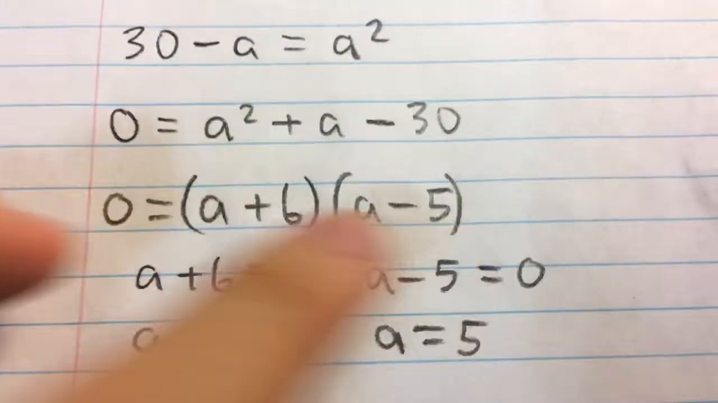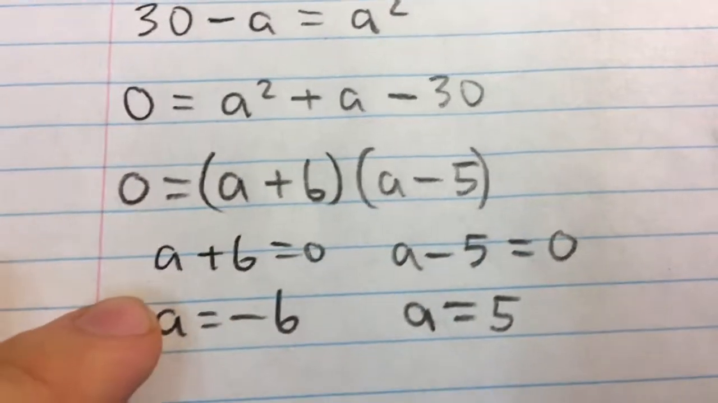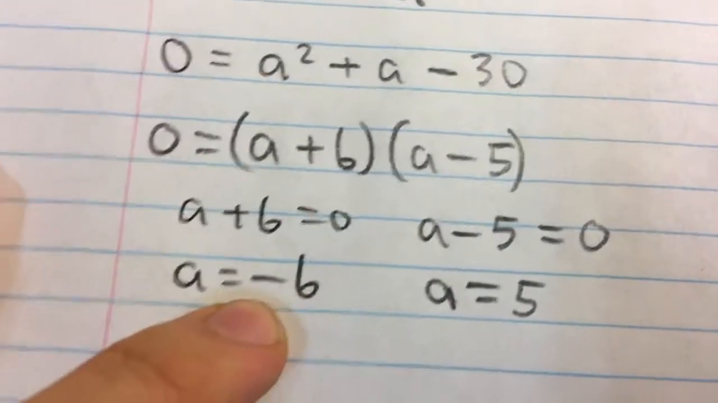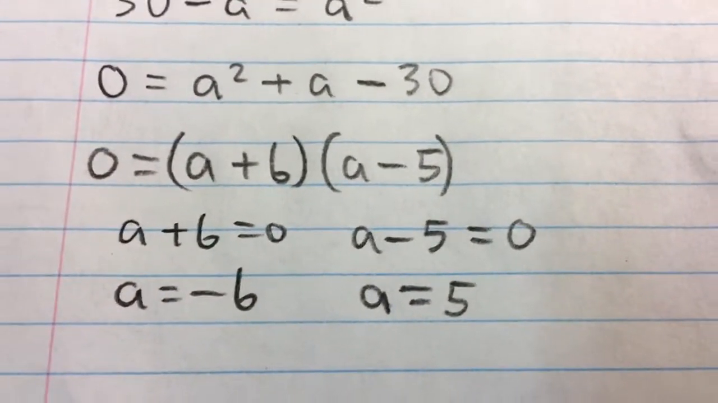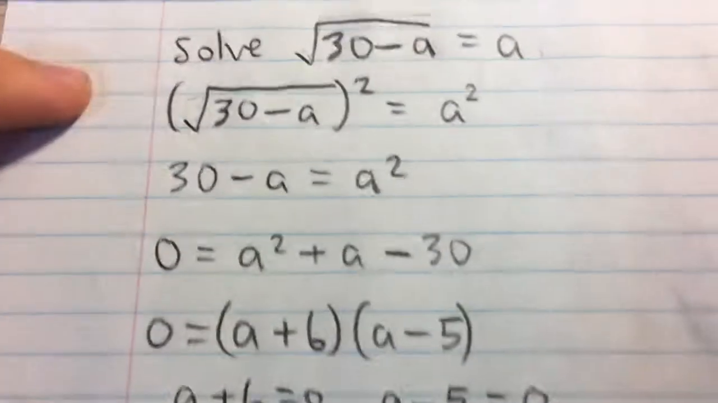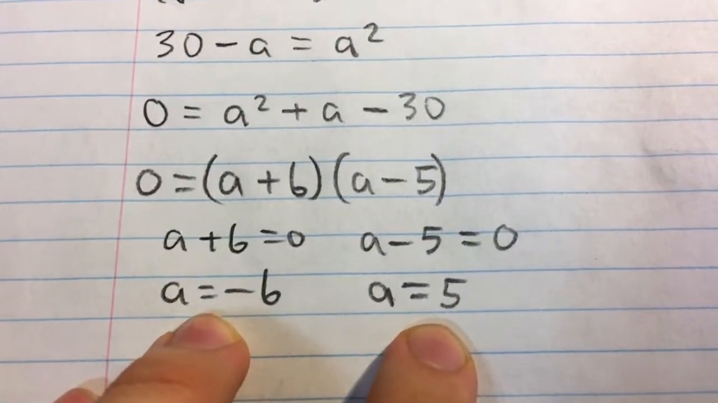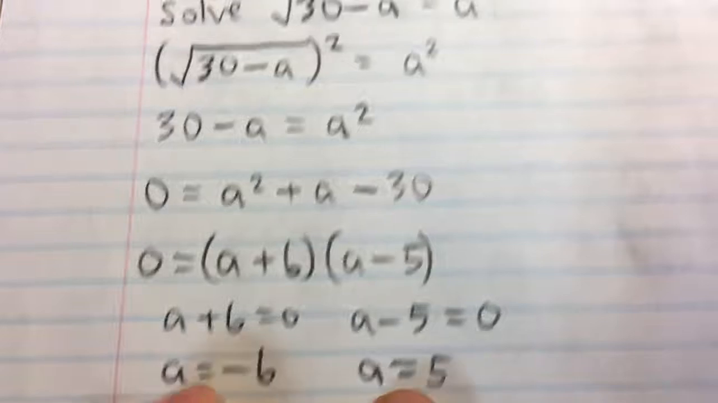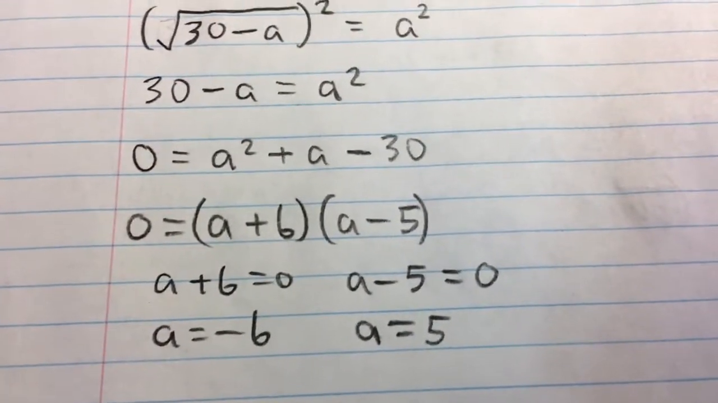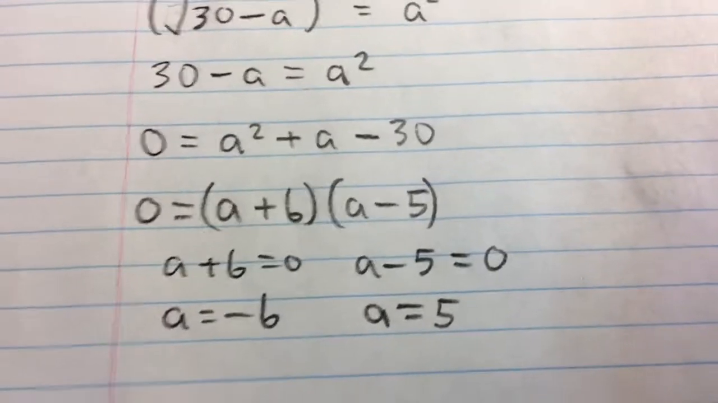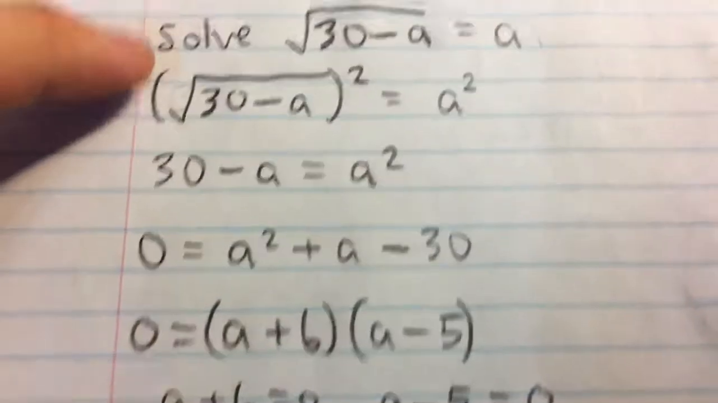And if you have two factors equal to 0, either one has to be equal to 0. So you set those equal to 0 and solve for a. We get a equals negative 6 and a equals 5. But because we squared both sides when solving this, we have to plug both of these solutions back into the original equation to see if they're actually roots, because one or both or none of these could be extraneous roots, not actual solutions.